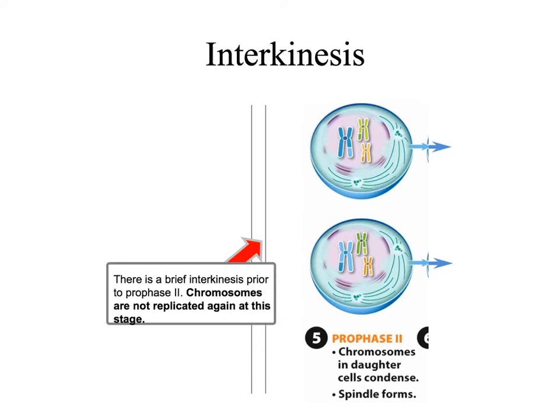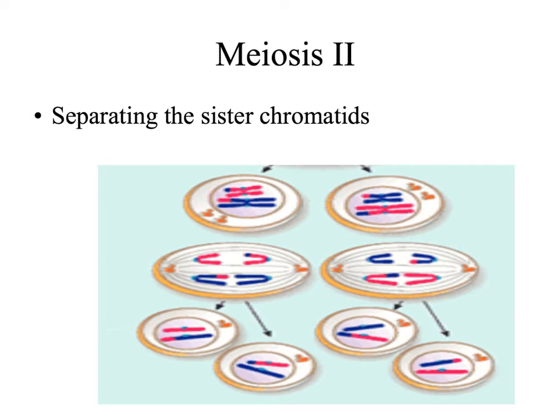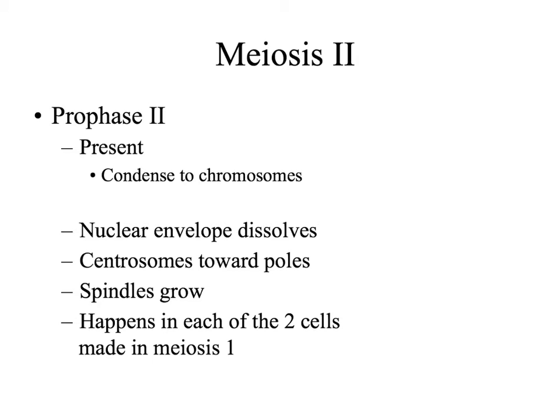In between the 2 rounds of division in meiosis, there is a phase called interkinesis. This is a brief resting phase. The cells will take a break, kind of catch their breath, and get ready for the second round of meiosis. In Meiosis II, the cells will be focused on separating the sister chromatids and dividing up those replicates into different cells. The first step of Meiosis II is Prophase II.